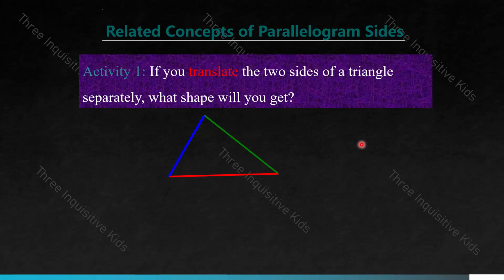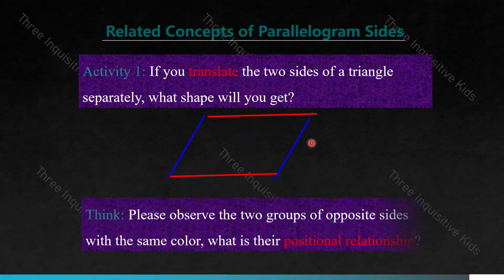Related concepts of parallelogram sides. If you translate the two sides of a triangle separately, what shape will you get? Well, looking at our little demonstration here, we see that we can get a parallelogram. Please observe the two groups of opposite sides with the same color. What is their positional relationship? So, what is the relationship between the two red lines and the two blue sides?